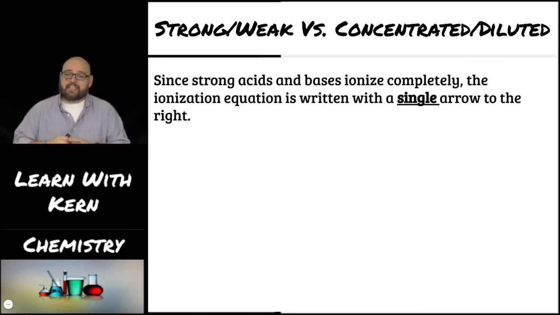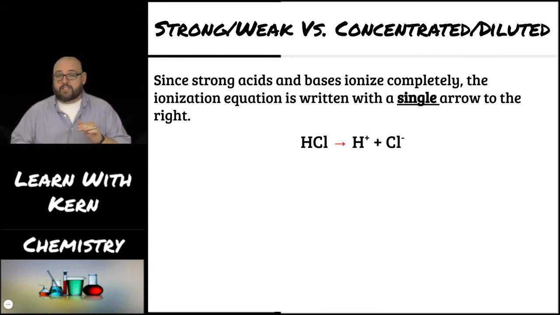That means the ionization equation is written with a single arrow to the right. So I have hydrogen chloride, a strong acid, and it's going to produce hydrogen ions and chloride ions. Every single hydrogen chloride molecule is going to break apart into H+ and Cl-, and so we have a single arrow to the right.